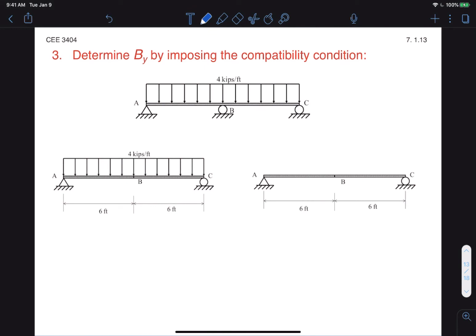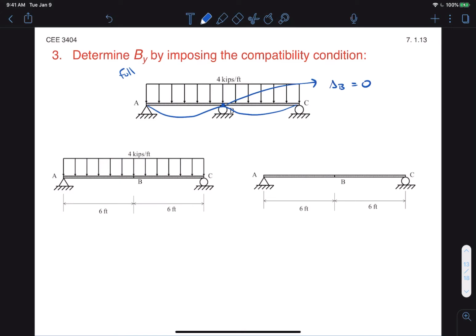So step 3 is really the main strategy of the flexibility method. And it uses both the primary structure and the principle of superposition to essentially impose the compatibility condition that we're after. So if we look at our full structure, our indeterminate structure, the expected deflection would be something like this, again. And the compatibility equation that we're after is that delta B equals 0.